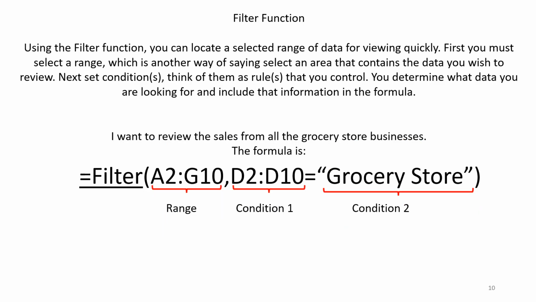Filter function. Using the filter function, you can locate a selected range of data for viewing quickly. First, you must select a range, which is another way of saying select an area that contains the data you wish to review. Next, set condition or conditions. Think of them as a rule or rules that you control. You determine what data you are looking for and include that information in the formula.